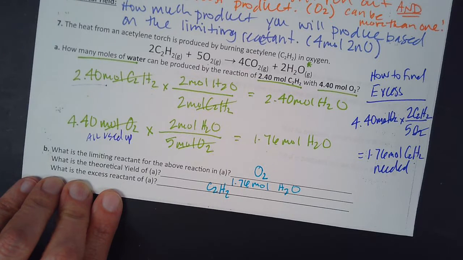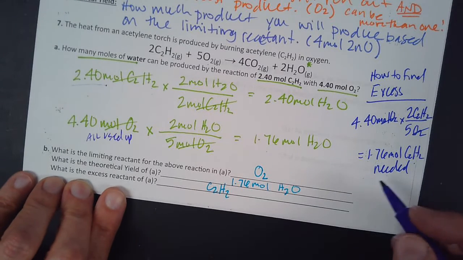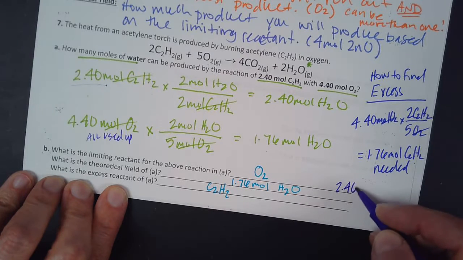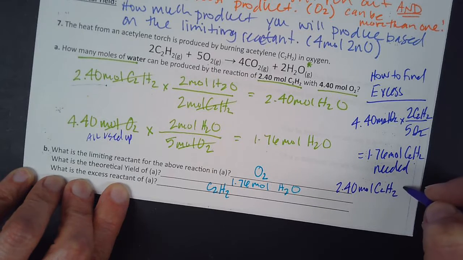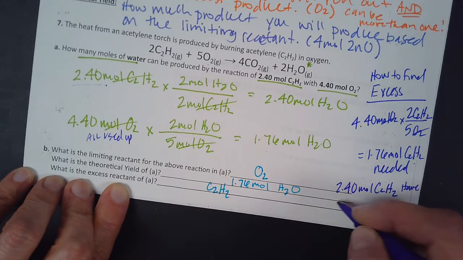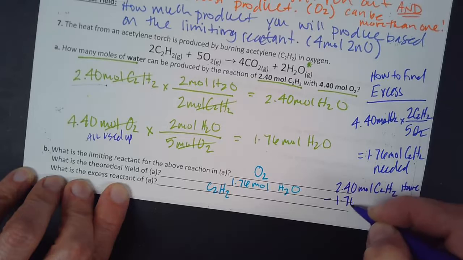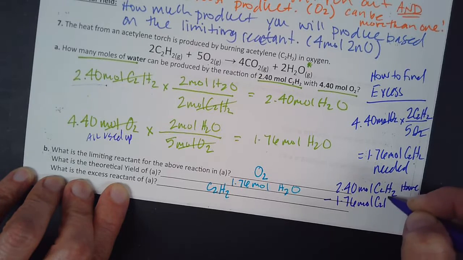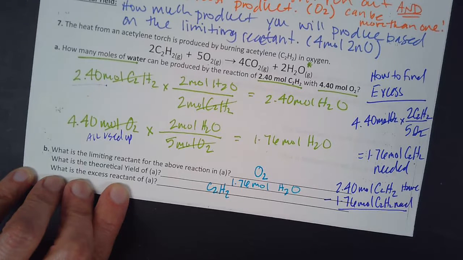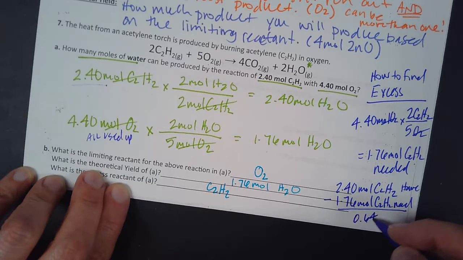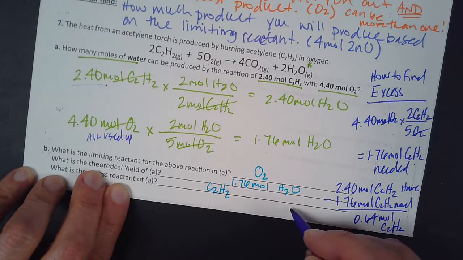So if this is how much we need, and this is how much we have, we subtract them to find out how much is left over. So we're going to take 2.40 moles of the C2H2. That's what we have. And we're going to subtract from it the 1.76 moles of the C2H2. That's what we need. And that's going to get us what's left over. 2.4 minus 1.76, so we would have 0.64 moles of the C2H2 left over.